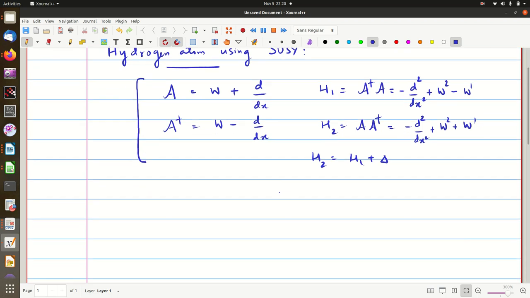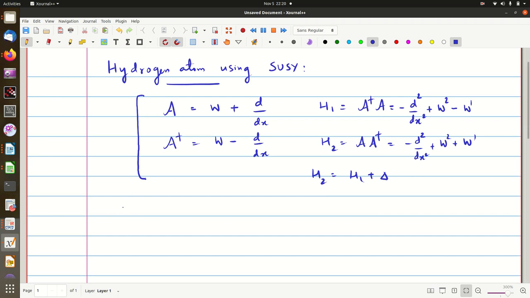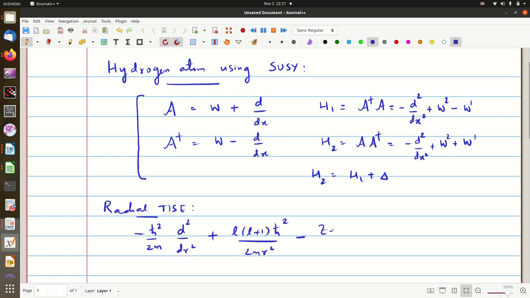Now, what we need to determine first is the superpotential. But before doing that, let us write down the radial time independent Schrodinger equation for the hydrogen atom problem. That will be given by minus h cross squared upon 2m d squared by dr squared, plus l into l plus 1 h cross squared by 2m r squared, which is the centrifugal term, minus the Coulomb term, Z e squared by r. That is your kinetic energy plus potential energy acting on u_El of r, equal to E times u_El of r.